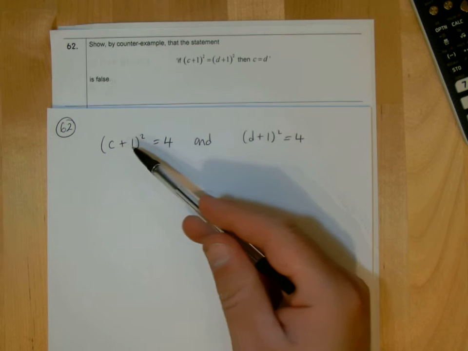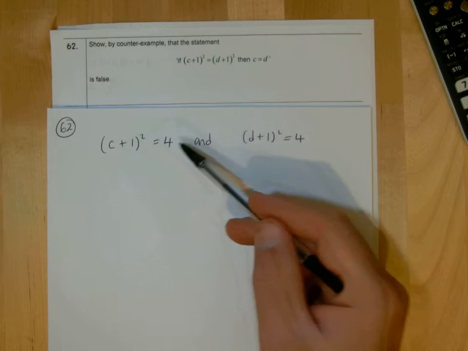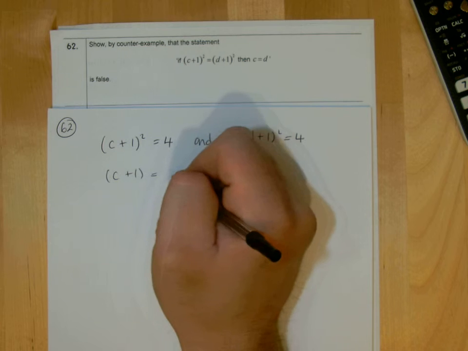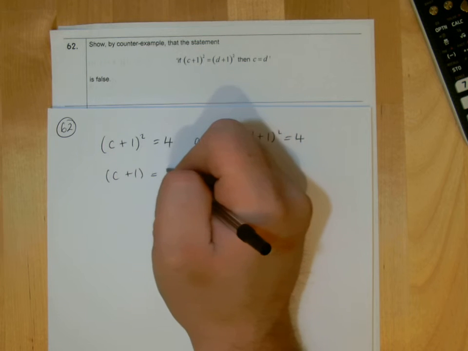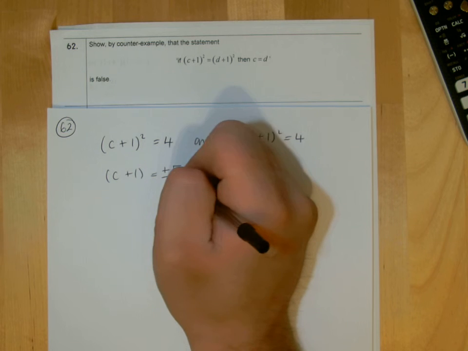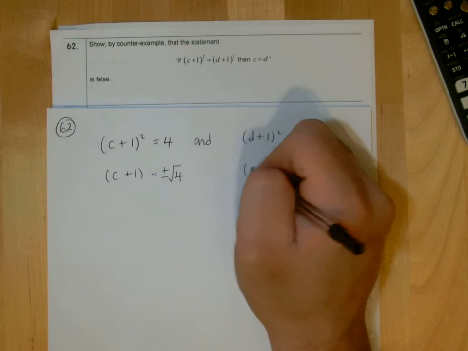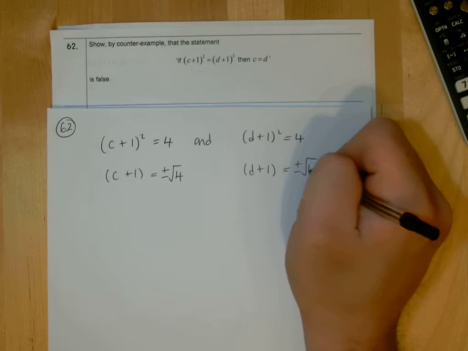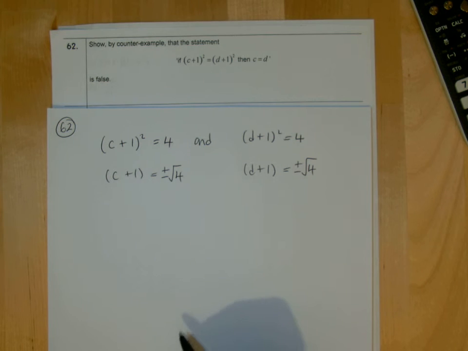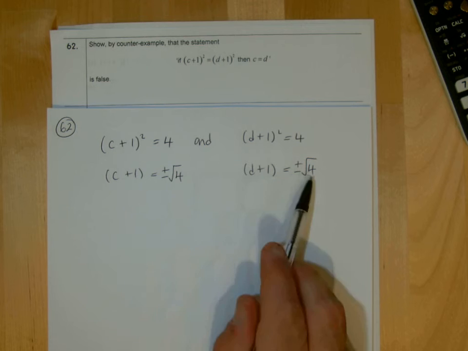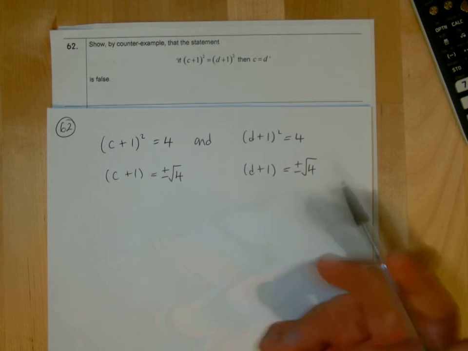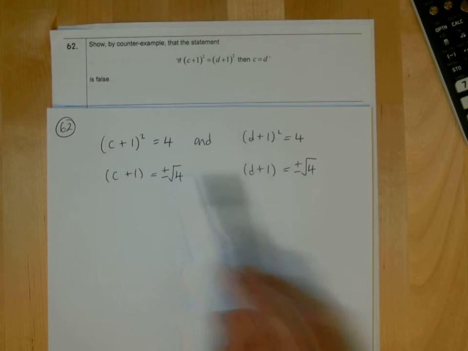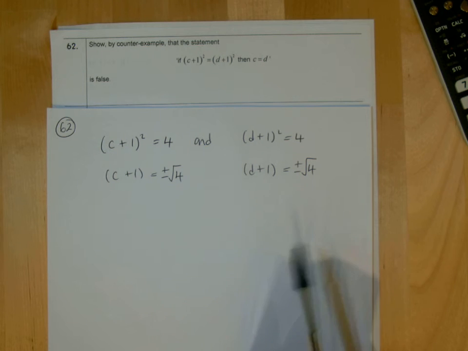And if I was to solve this to work out c here, you take the square over to the other side, and you just need to appreciate there are two possible answers, aren't there? So you could have plus or minus the square root of 4, and the same for d + 1. Now, if I took both positive results, then I would get c and d to be the same. However, if I took one of them to be positive and the other negative, you'll get c and d to be different.